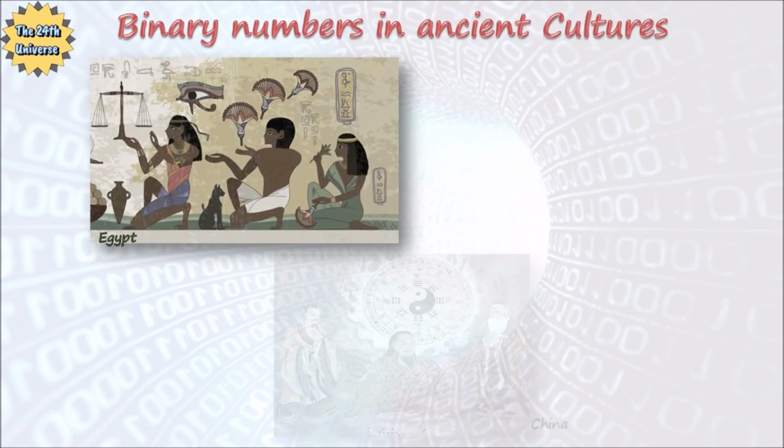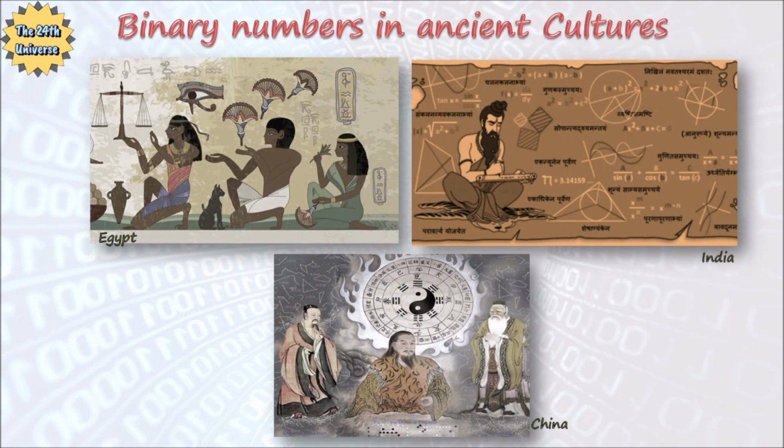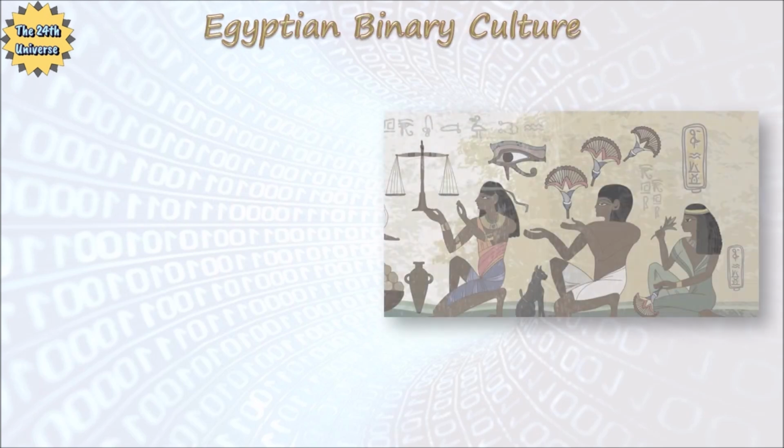To start off, let's rewind back to the ancient times. The systems related to binary numbers have appeared earlier in multiple cultures, including ancient Egypt, China, and India. Let us go to Egypt first. The Egyptians are known for their fractions and Egyptian multiplication, which is closely related to the binary system.